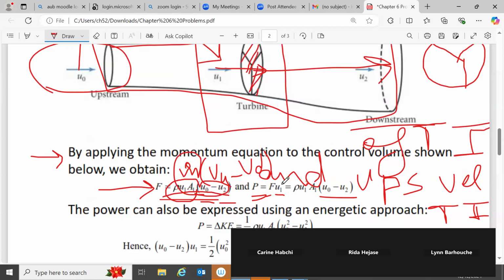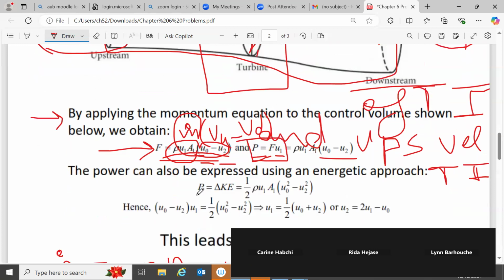And you will relate U2 to U1 by saying that I can calculate the power by two methods. The first method is to say that power is force times velocity. And the second method is to say that power is the variation in the rate of kinetic energy. So what is the rate of kinetic energy at inlet? It's half m dot times U0 square. And at the outlet, what is the rate of kinetic energy? Minus half m dot times U2 square.